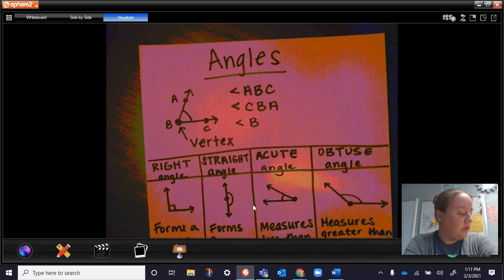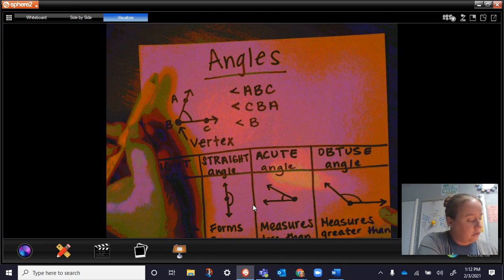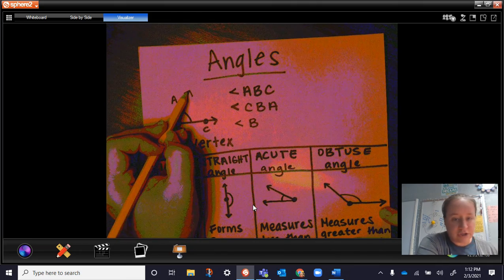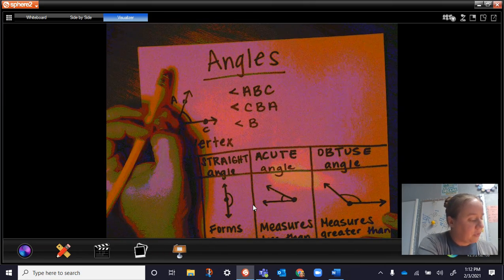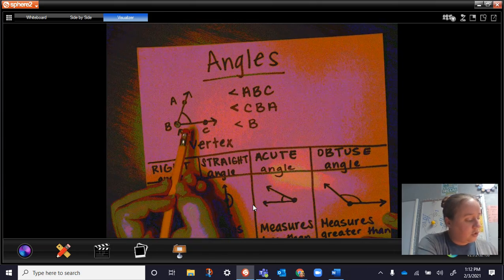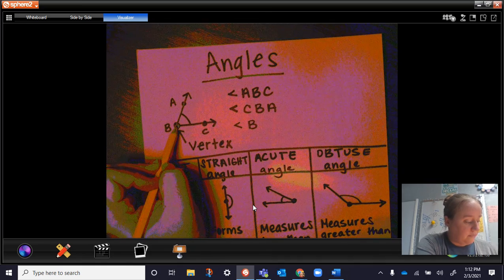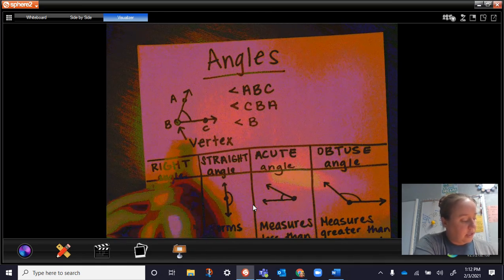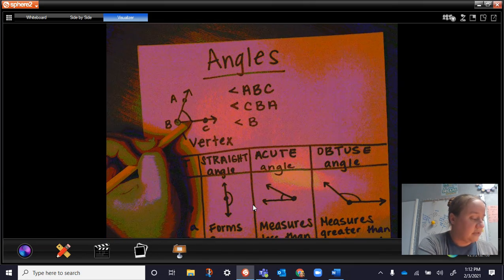Yesterday we talked about rays. A ray has an endpoint, and then it shoots off in one direction with the arrow at the end showing that it is a ray. An angle is formed when you have two of those come together and they have a shared endpoint. That shared endpoint is called a vertex. We measure angles by how far they are open.